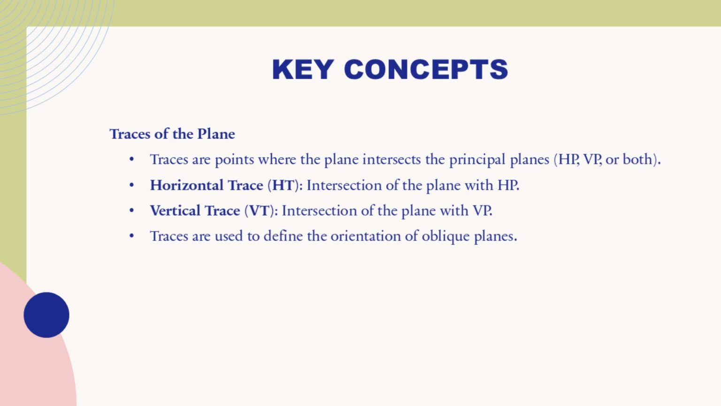Understanding traces is fundamental to representing planes in engineering graphics. Traces are the lines where a plane intersects the principal planes, the horizontal plane, the vertical plane, or both. The horizontal trace represents the intersection of the plane with the horizontal plane. Similarly, the vertical trace marks where the plane meets the vertical plane. These traces are essential tools for defining the orientation of complex oblique planes.